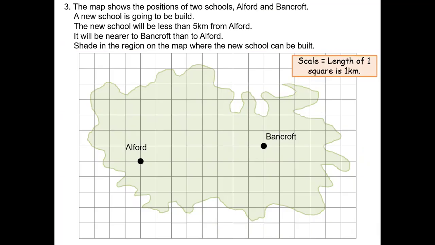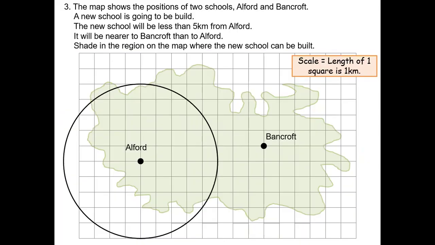Now let's look at another one. The map shows the position of 2 schools, Ashford and Bancroft. A new school is going to be built. The new school will be less than 5 kilometers, so less than 5 kilometers. So that is 1, 2, 3, 4, 5. And it will be nearer to Bancroft than to Ashford. Shade the region on the map where the new school will be built.